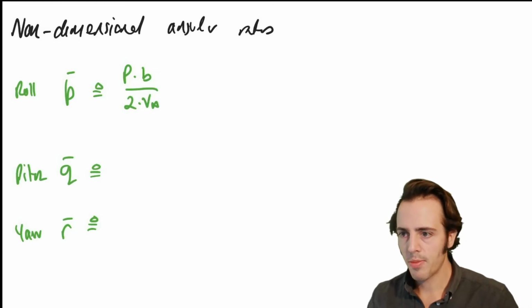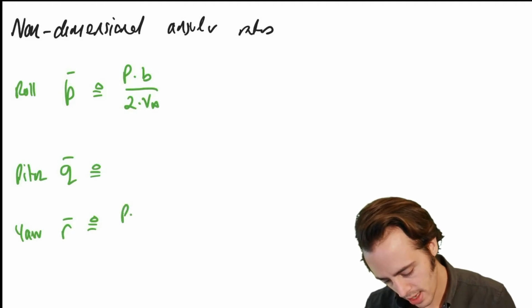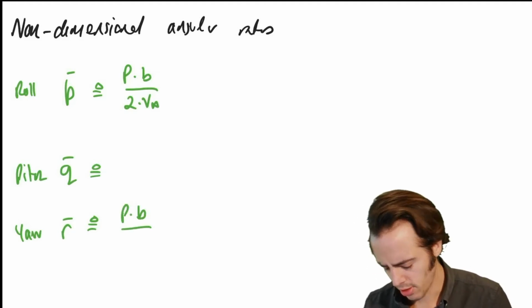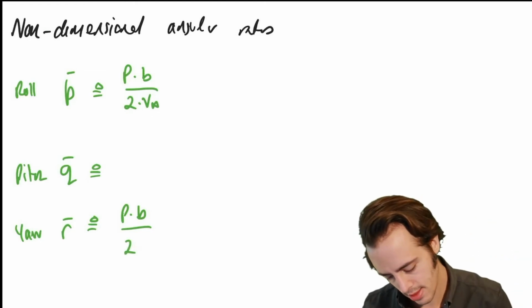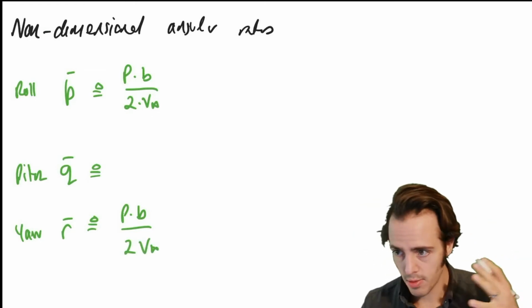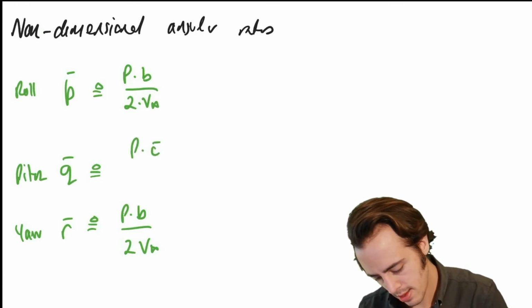We have similar expressions for the other two. So the roll rate and yaw rate also have the span as the characteristic length. And just to mess things up, the pitch rate has q C bar over 2V infinity.